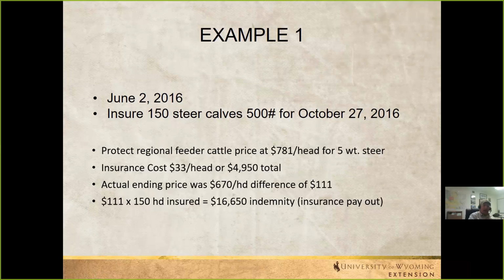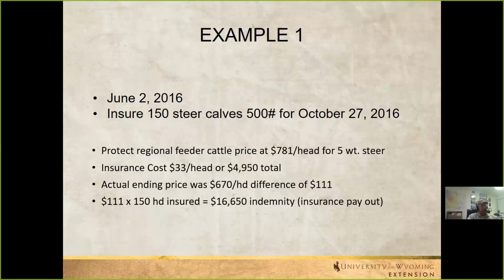The actual ending price on these steers was $670 a head on these regional average steers. They don't care what your cattle sold for. We're buying a regional average. So the regional average was $670 a head, or a difference of $111. So I bought the insurance at 781. When the whole game was done, the regional average came back in as $670, or $111 a head. They wrote me a check for $16,650.